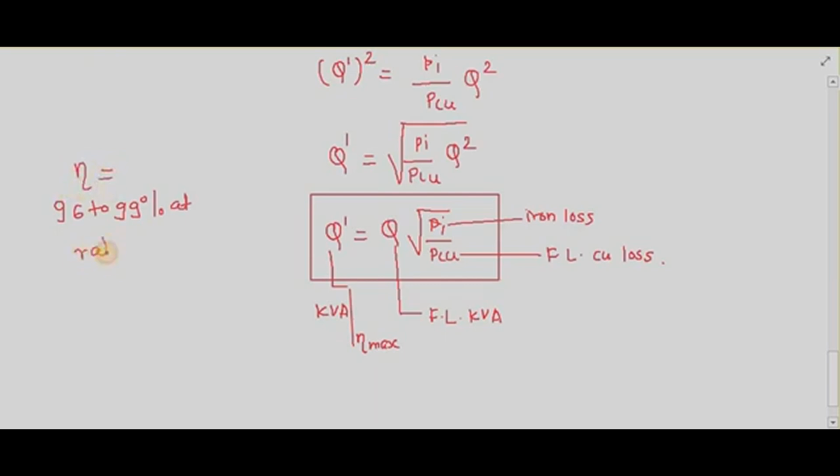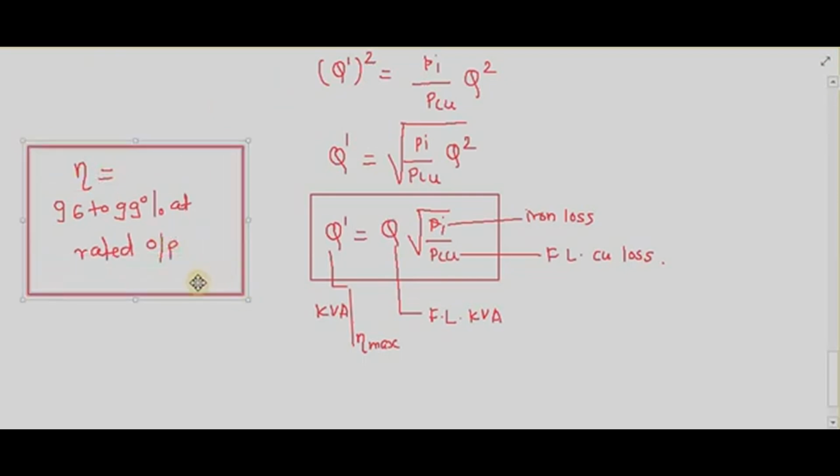At its rated output. So you have to remember this, because your transformer is a static device and all static devices are free from friction and windage losses. So the transformer is the most efficient equipment in the power system with the efficiency of about 96 to 99% at the rated output. Okay.